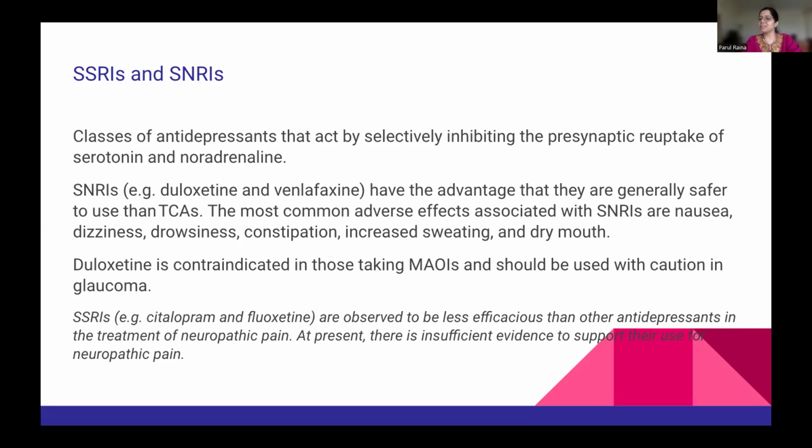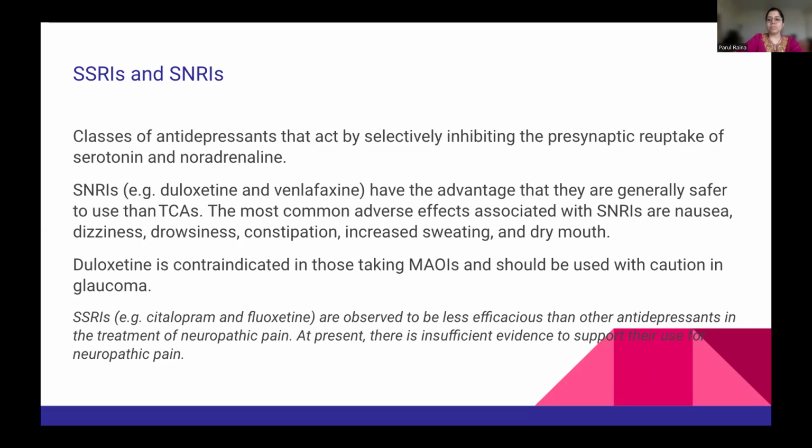They have the advantage that they are generally safer to use than TCAs. The adverse effects seen with SNRIs are nausea, dizziness, drowsiness, constipation, and dry mouth. In some cases, patients on duloxetine complain of insomnia.